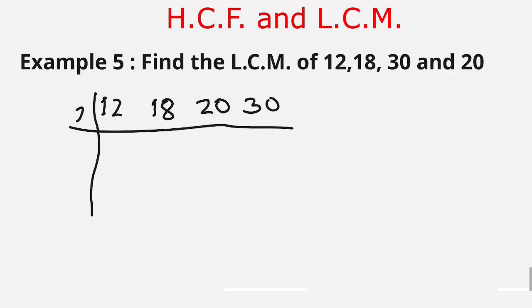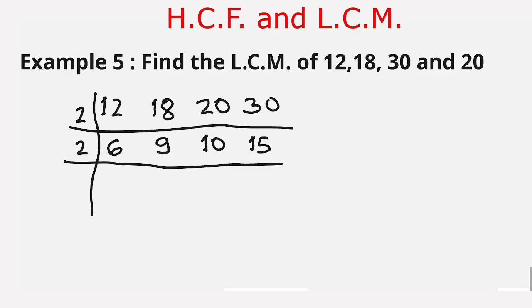So the least prime number is 2. 2 divides 12 for 6 times, 18 for 9 times, 20 for 10 times and 30 for 15 times. Still there are two numbers which are divisible by 2. So we again divide it by 2. 2 divides 6 for 3 times. We carry 9 as it is. 2 divides 10 for 5 times. And we carry 15 as it is, as 15 is not divisible by 2.